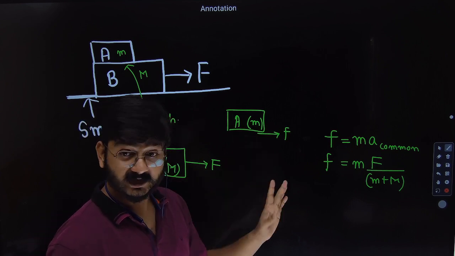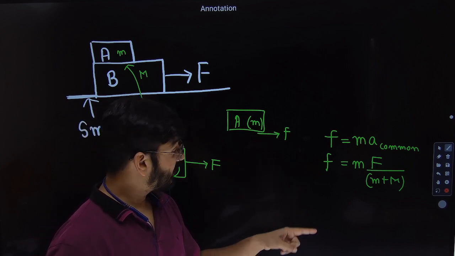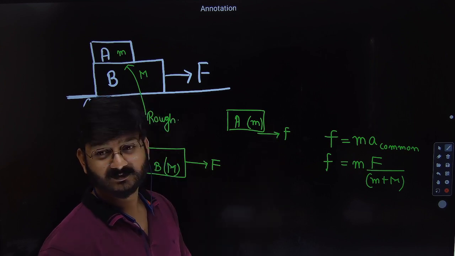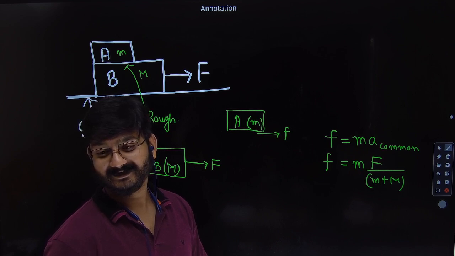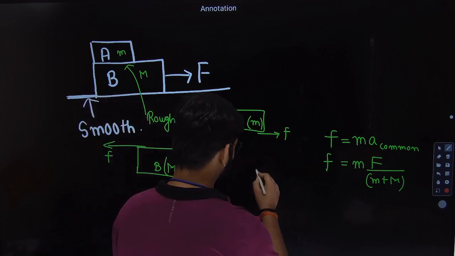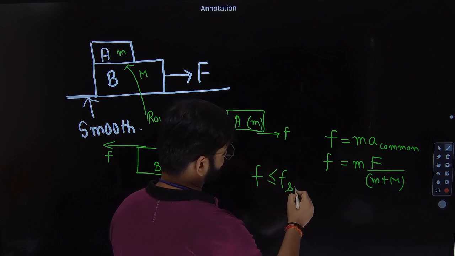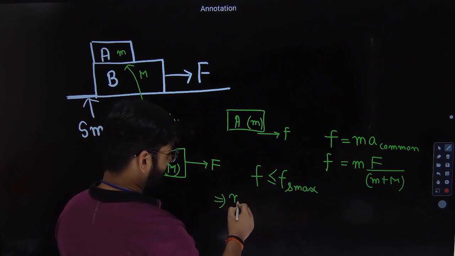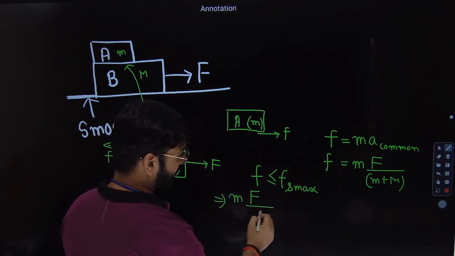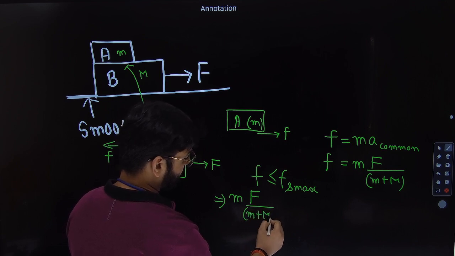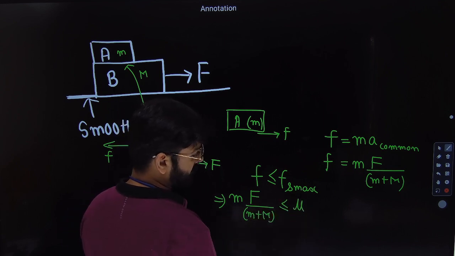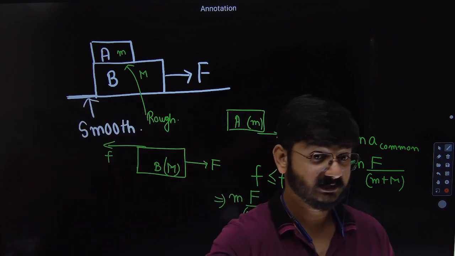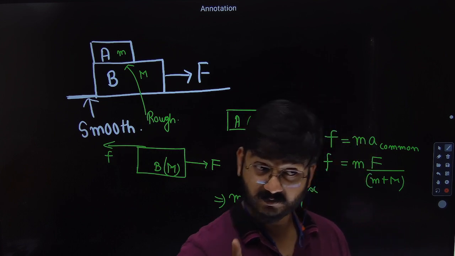It means there is no sliding. If there is no sliding, this force should be less than Fs max or greater than? Less than. Who said greater? F should be less than Fs max because there is no sliding. So what is F? Small m into acceleration. It should be less than or equal to mu into N. Correct? So you want normal between which two surfaces? A and B. You want normal between A and B.